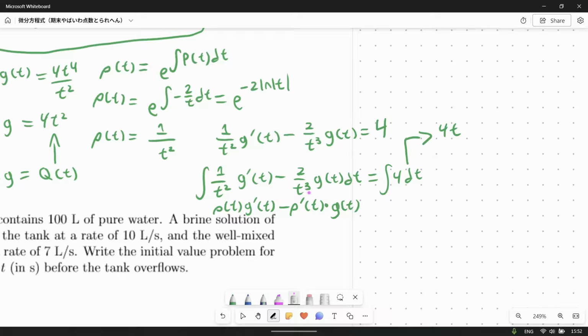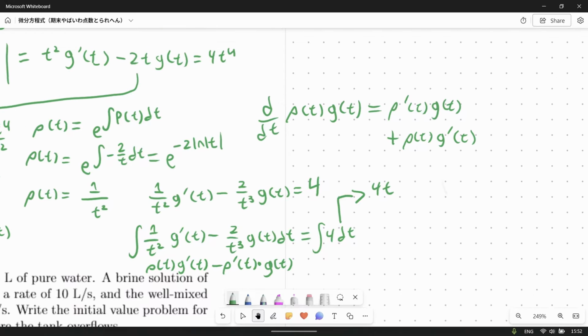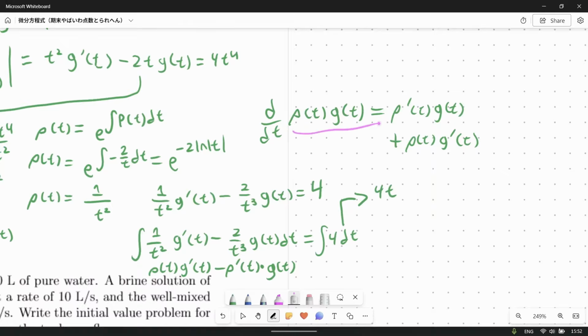And so integrating the left side is as simple as going backwards. We know the product rule for a derivative, and I'm going to use rho and g since those are the functions we're dealing with. d dt of rho of t times g of t, using the product rule, is equal to rho prime of t g of t plus rho of t times g prime of t. So finding this integral is just going backwards, and the left side is just going to be equal to rho of t times g of t.